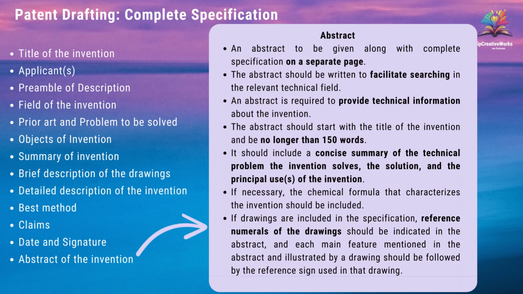Abstract. An abstract to be given along with complete specification on a separate page. The abstract should be written to facilitate searching in the relevant technical field. An abstract is required to provide technical information about the invention. The abstract should start with the title of the invention and be no longer than 150 words. It should include a concise summary of the technical problem the invention solves, the solution, and the principal uses of the invention. If necessary, the chemical formula that characterizes the invention should be included.